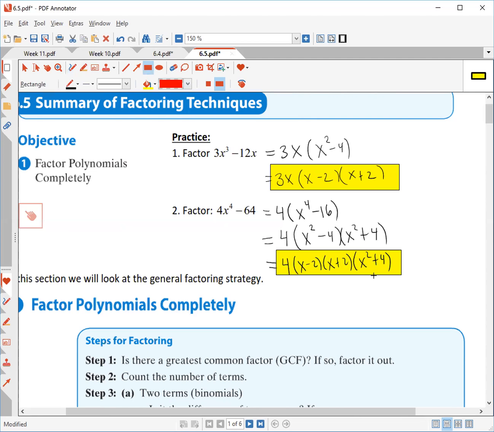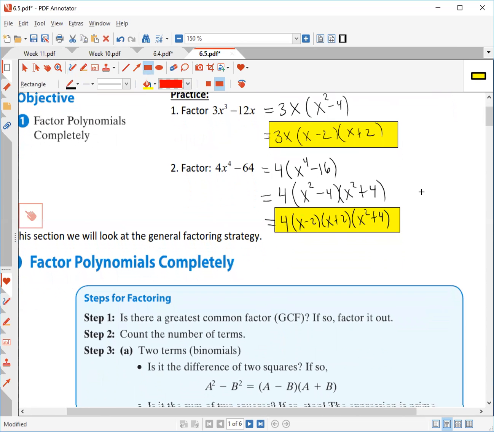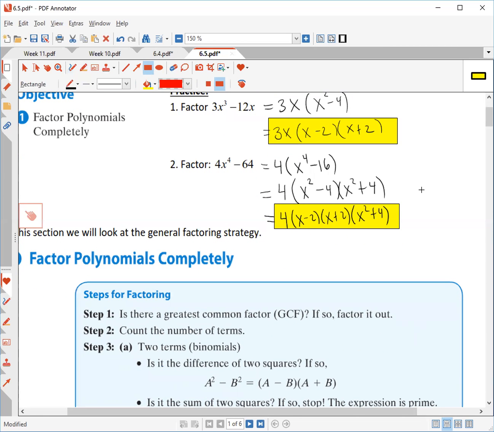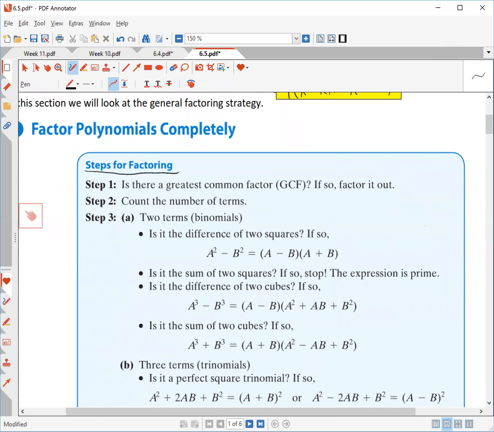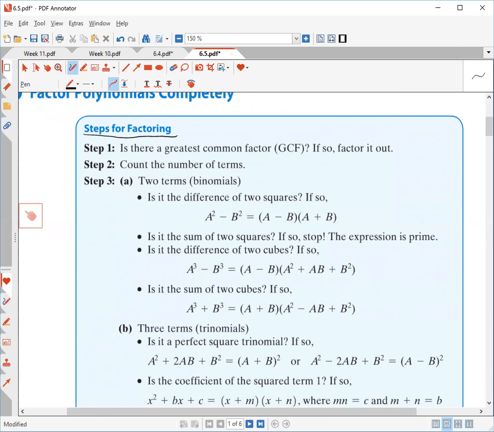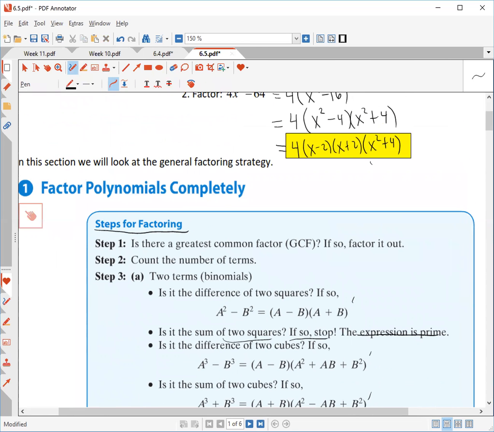Okay, so those are the binomials. We also have trinomials to factor, and we also have four-termed polynomials to factor. So the steps for factoring go as follows. You want to figure out, do you have a binomial, trinomial, or a four-termed polynomial? If they're binomials, then we either have the formula for difference of squares, difference of cubes, or sum of cubes. But remember, if it's the sum of two squares, stop. This is always prime. This is what we just saw right here.